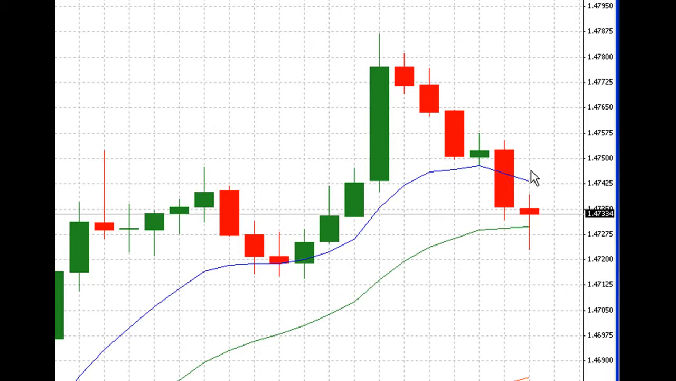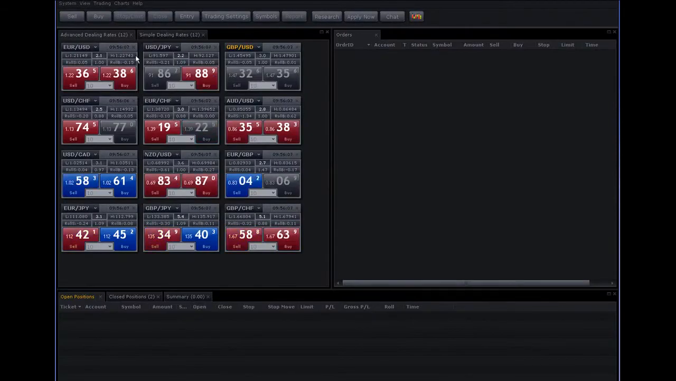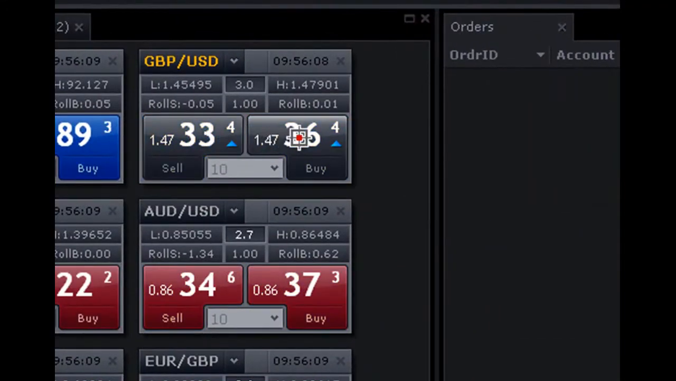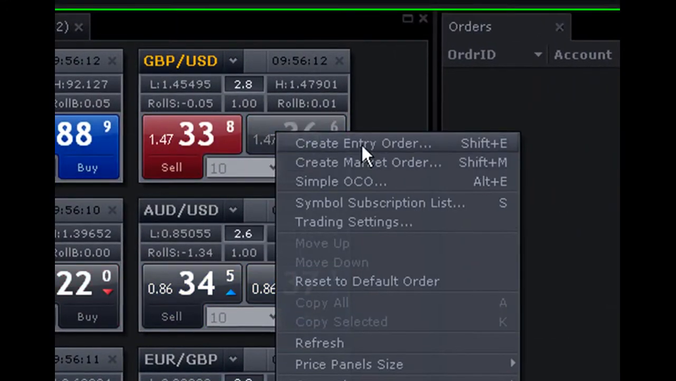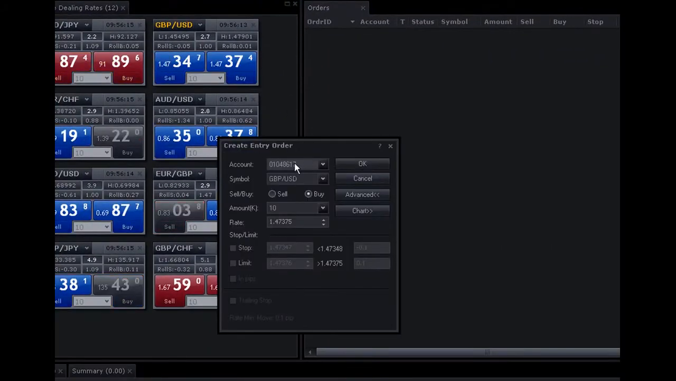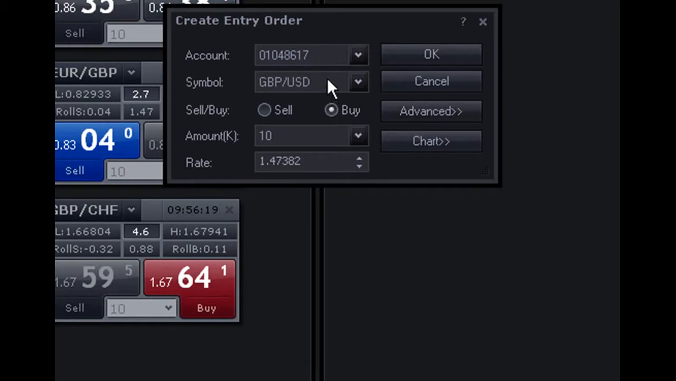So let's go through to our trading screen. This is GBP USD. So what we want to do on GBP USD, we want to right click and do create entry order. I'll just hide the advanced for a second. We want it to be GBP USD. We want to buy at 1.4741.